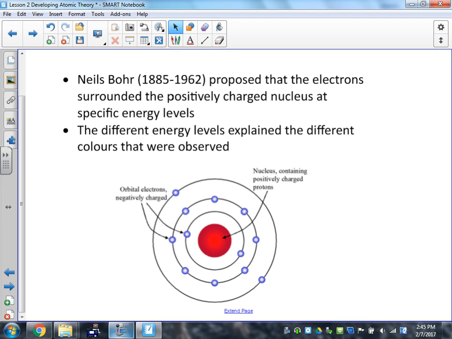What are we still missing from the atom so far? What's missing? What do you think? Neutrons, yeah. Where do neutrons go, by the way? In with the protons, right? So what we're missing here is still the neutrons, yes?